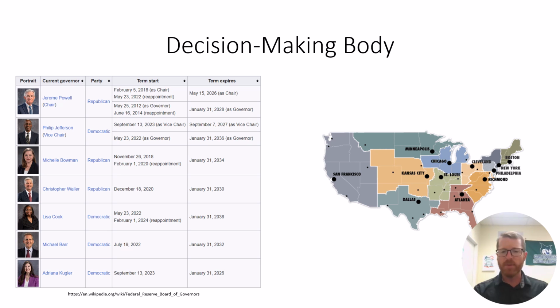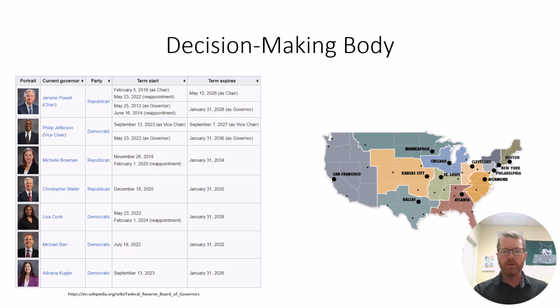Interestingly, of the 7 people you see over there who are currently members of the Board of Governors, Lisa Cook, the one third from the bottom, is, believe it or not, a native of Milledgeville. Both of her parents were pretty important figures here in Milledgeville. If I'm not mistaken, I believe her mom actually taught at Georgia College.